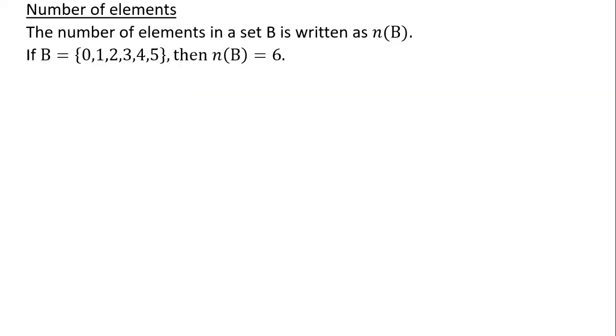We go to number of elements. The number of elements in a set B is written as n(B). So if B is equal to {0, 1, 2, 3, 4, 5}, then the number of elements in B is 6.